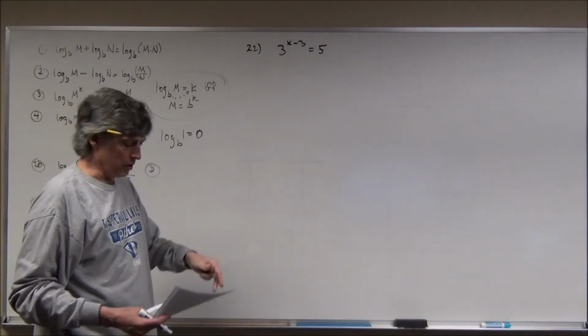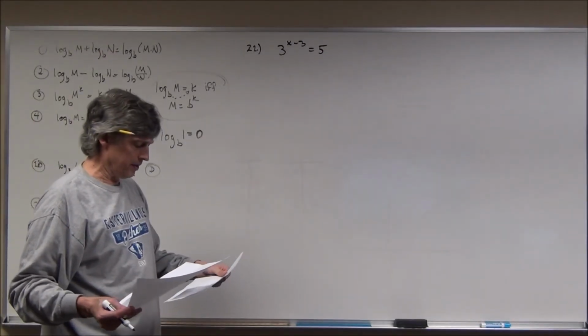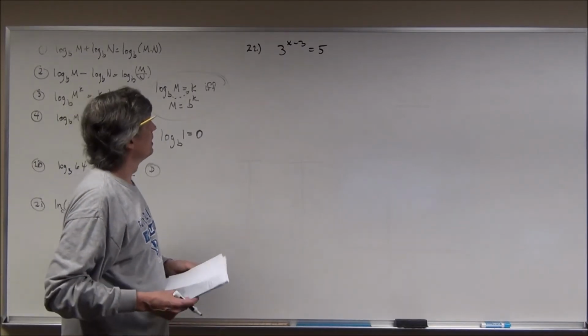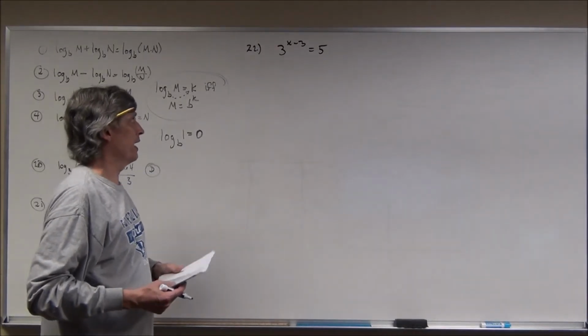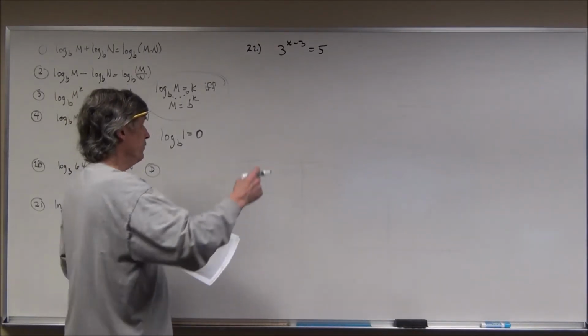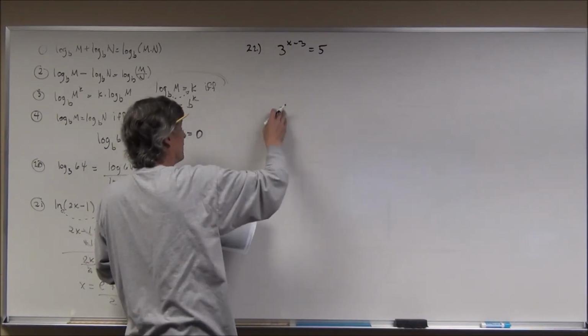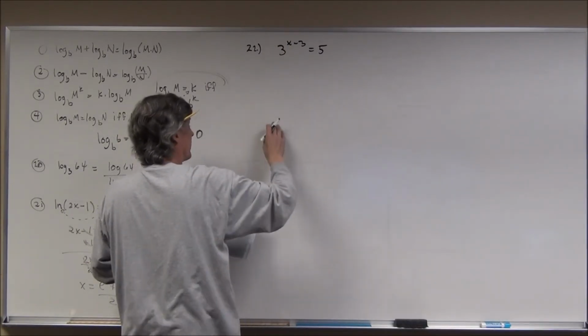We did that in the earlier problems, problems like number 12 and number 13. In this case, we're going to have to use logarithms because we've got to get that variable out of the exponent. I can't solve it if the variable's up there. I need it down where I can get at it.